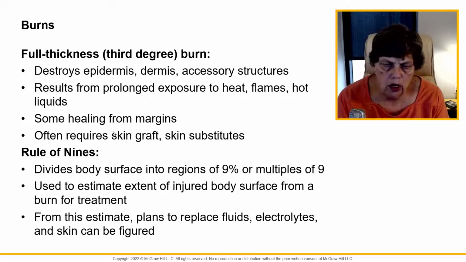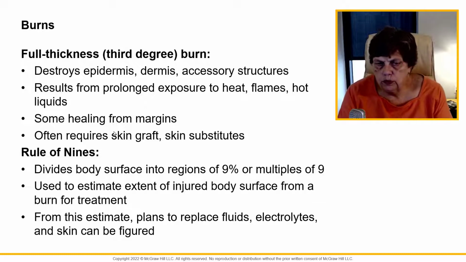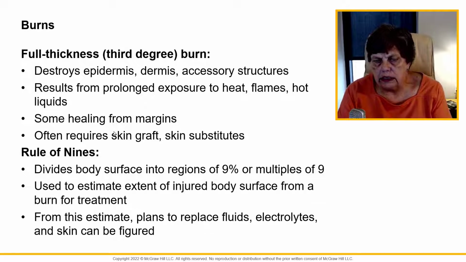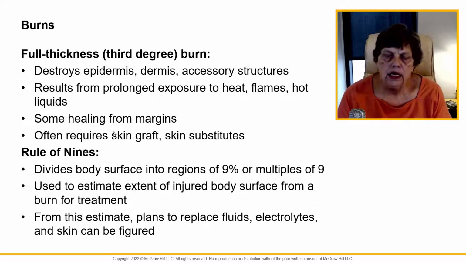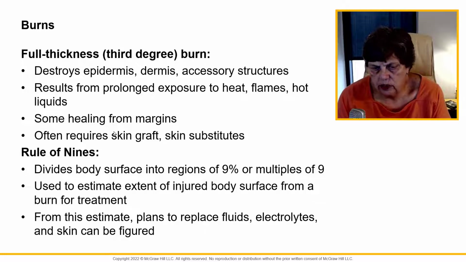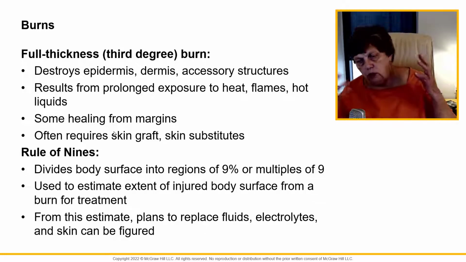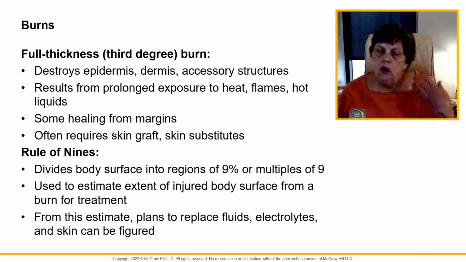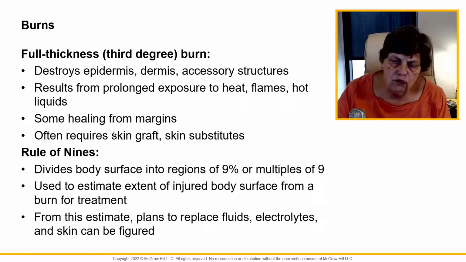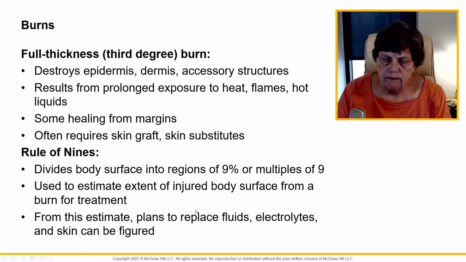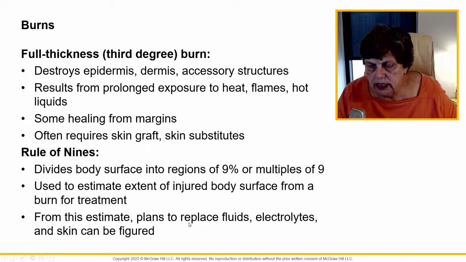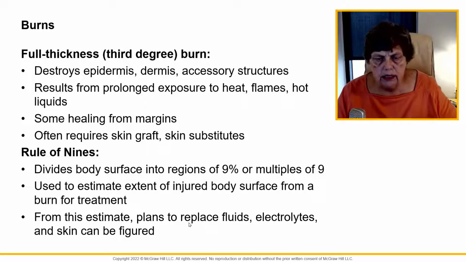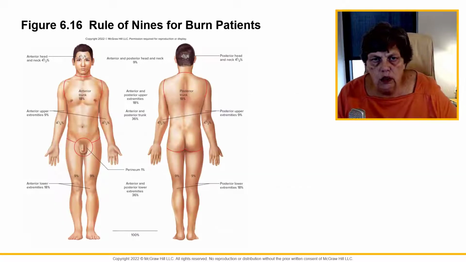what treatment's required. So what we do is we use what's called the rule of nines, and this divides the body surface into regions of 9%, and it's used to estimate what amount of surface has been burned. You'll hear them say, they're burned over 70% of the body. Well, how did they get this? They got it through what we call the rule of nines. And this allows us to plan replacement fluids, plan electrolytes, trying to figure out what to do.